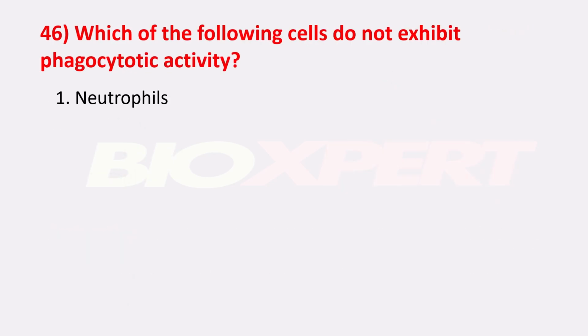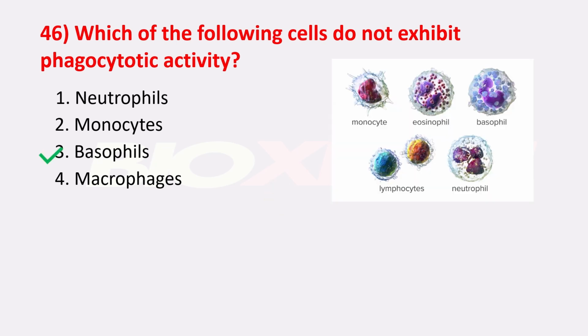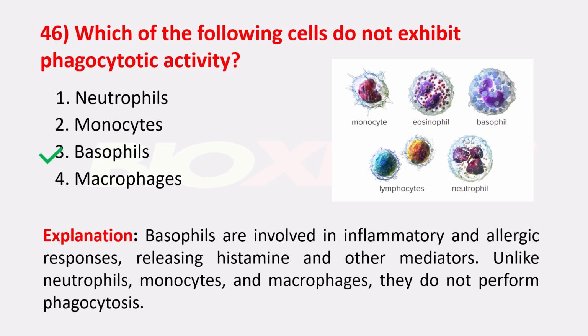Which of the following cells do not exhibit phagocytotic activity? Basophils. Basophils are involved in inflammatory and allergic responses, releasing histamine and other mediators. Unlike neutrophils, monocytes, and macrophages, they do not perform phagocytosis.